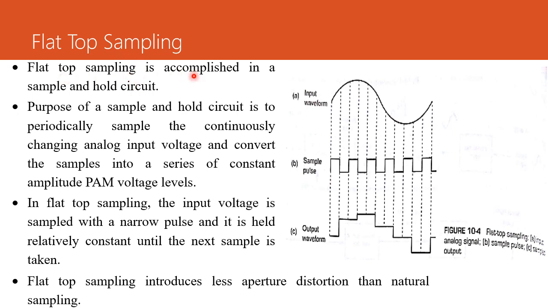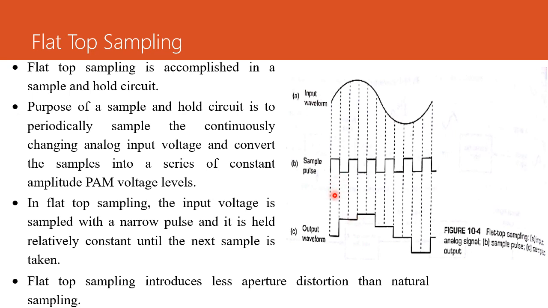So flat top sampling is accomplished in a sample and hold circuit. The purpose of a sample and hold circuit is to periodically sample the continuously changing analog input voltage and convert the samples into a series of constant amplitude PAM voltage levels. Here also we have the input waveform and a sample pulse, and figure C represents the output waveform. In flat top sampling, the input voltage is sampled with the help of a narrow pulse, and it is held at a relatively constant output voltage level until the next sample is taken.